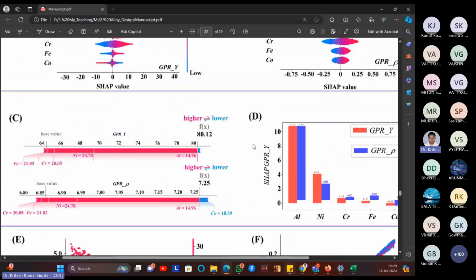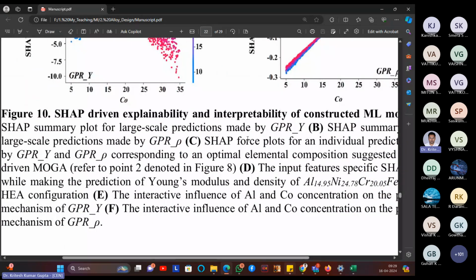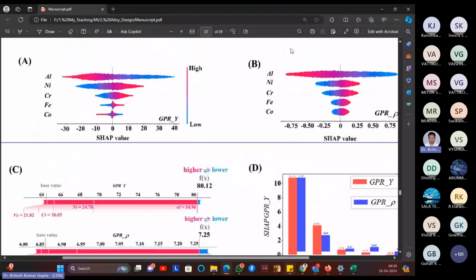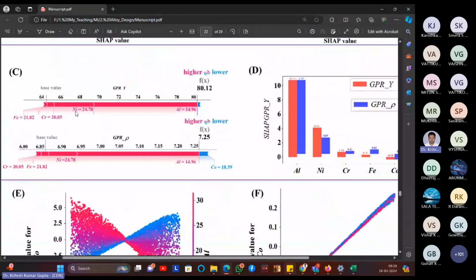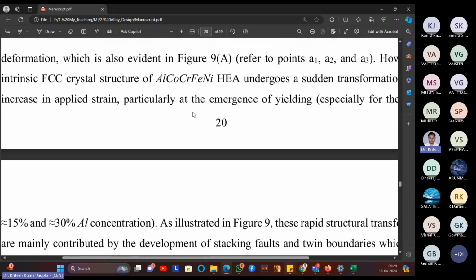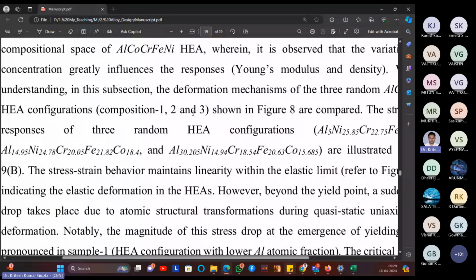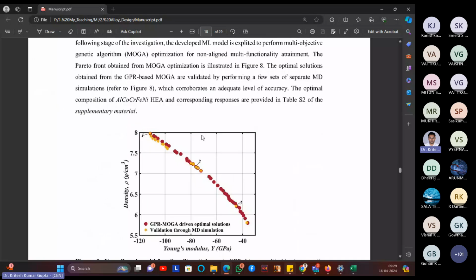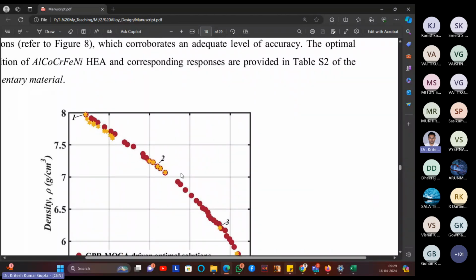These are the summary plots, I guess. Yeah, SHAP summary plots. Now, this force plot over here in C tells you that, let's suppose we have got some solutions in this region.